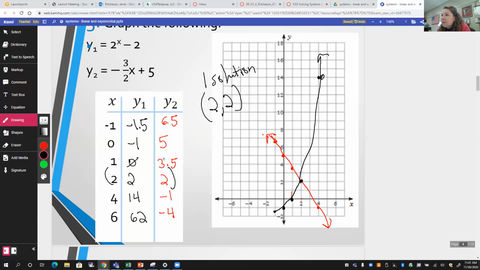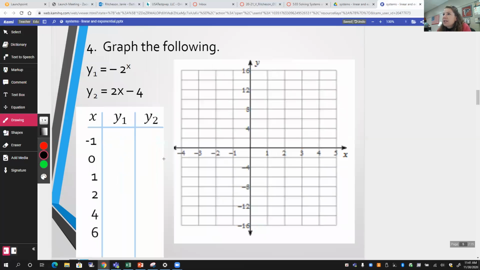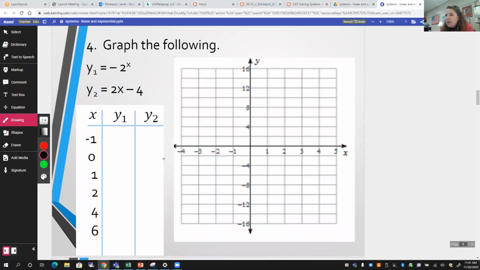All right, let's look at number 4. You've already done your T-charts. So on our Y1, if I raise -2 to the -1, that's going to make a negative fraction, -1/2 or -0.5. Anything raised to the 0 power is 1, so -2 raised to the 0 power will be -1. And then we have -2, -4, -16, and then -64.